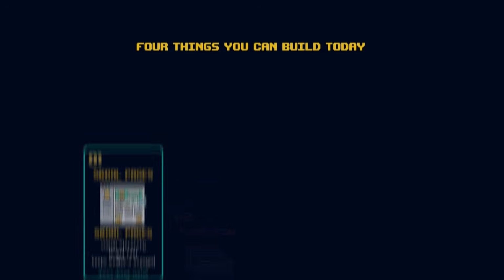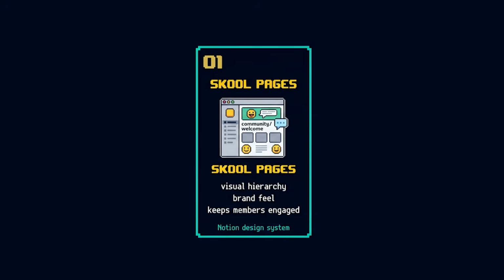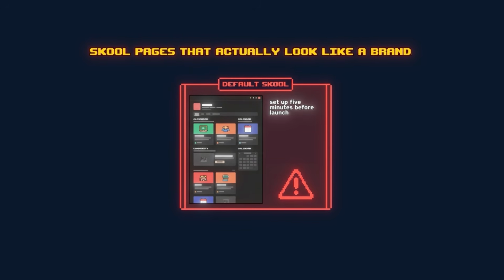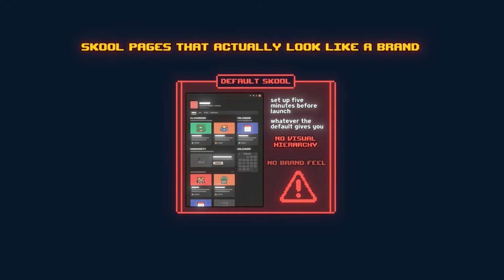Here's what this actually unlocks for creators. 4 things you can build today, none of which the coverage on this repo has talked about. School pages. Most school communities look like whoever set them up 5 minutes before launch. Whatever the default gives you. No visual hierarchy, no brand feel.